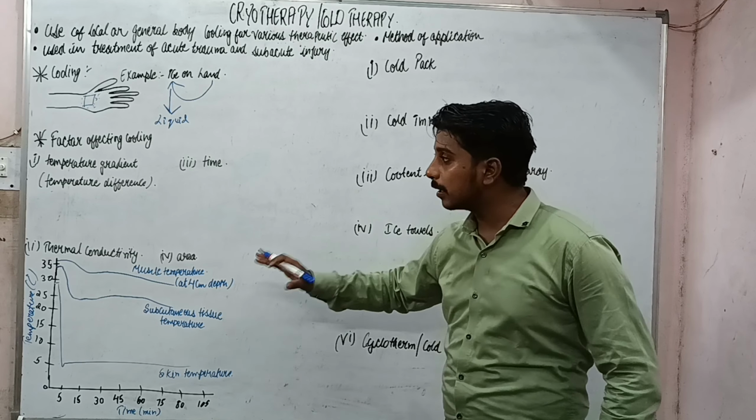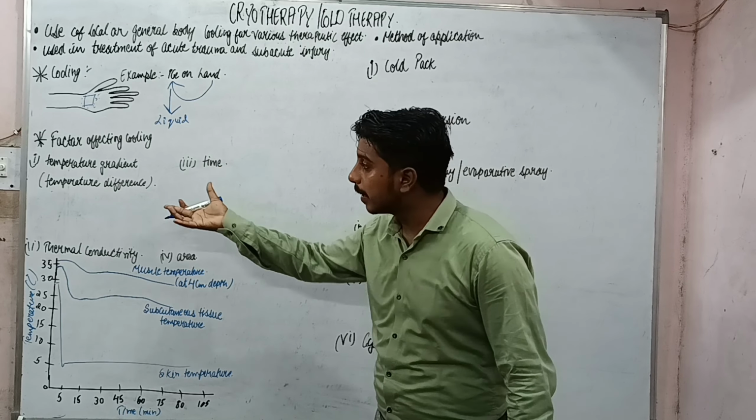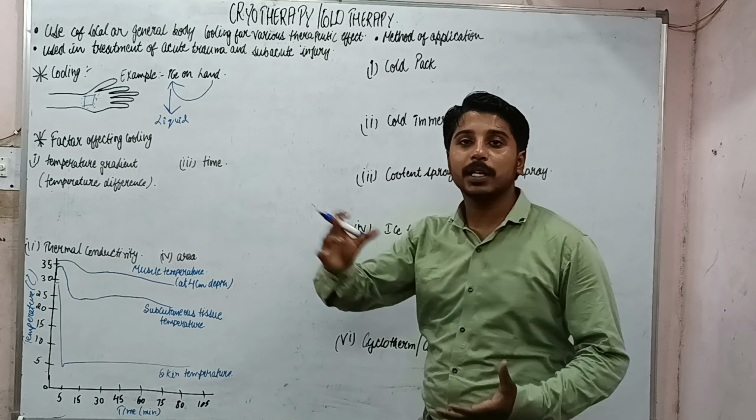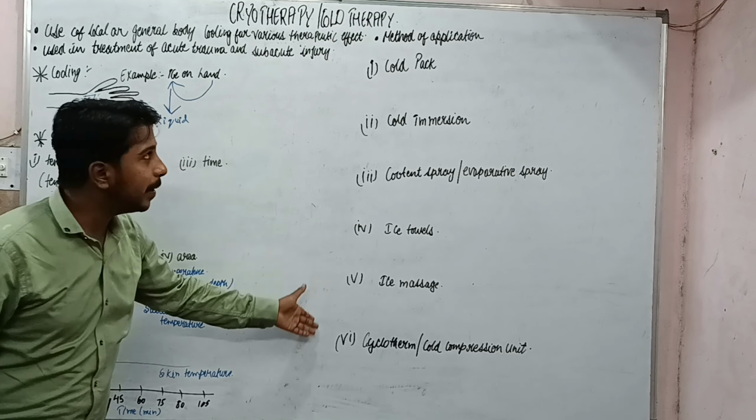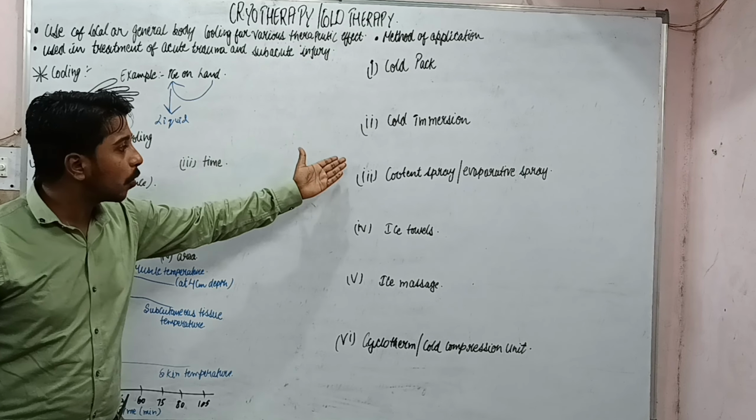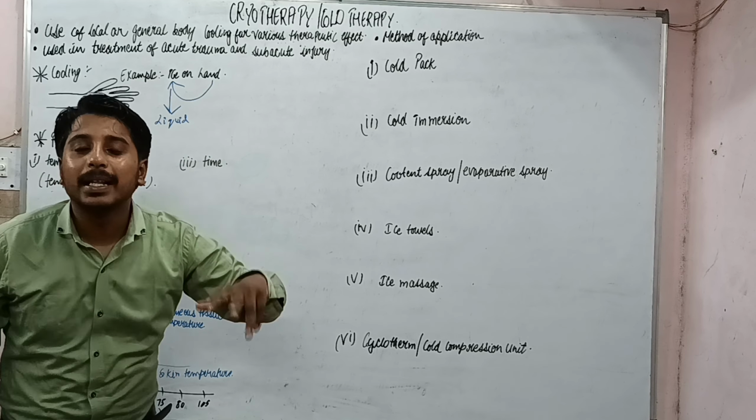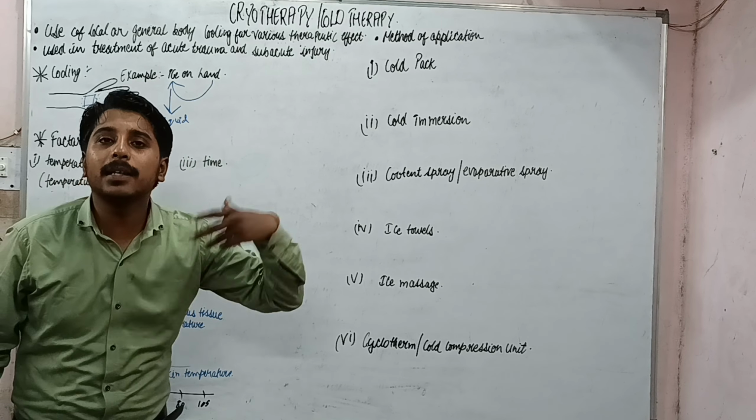So these are the four factors. First is temperature gradient or temperature difference. Second is thermal conductivity. Third is time, and fourth is area. Temperature gradient is the difference between body temperature and the temperature of the coolant, and the coolant can be either a cold pack, cold immersion or an ice towel. That is our method of application.